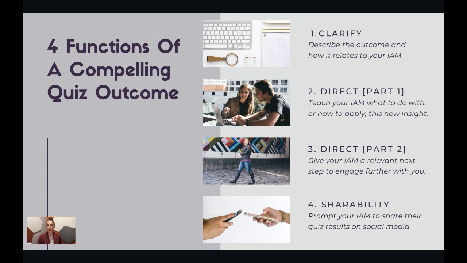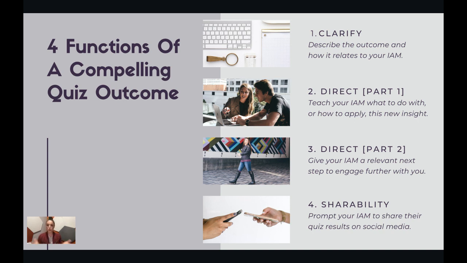So you want to describe the outcome and how it relates to your ideal audience member. That's IAM, ideal audience member, that's the acronym, okay? So describe the outcome and how it relates to your ideal audience member. Make it really clear, specific, and concise.